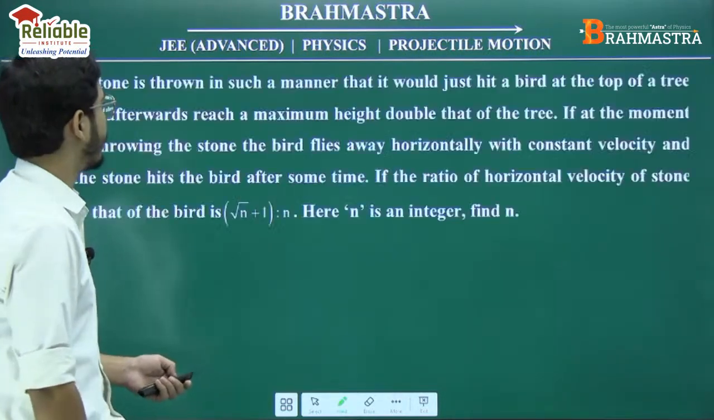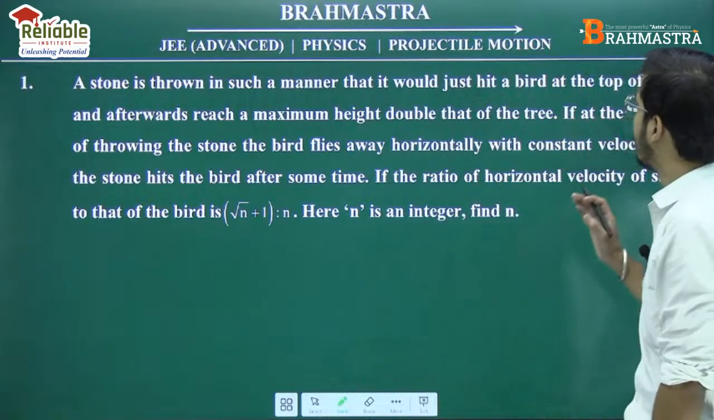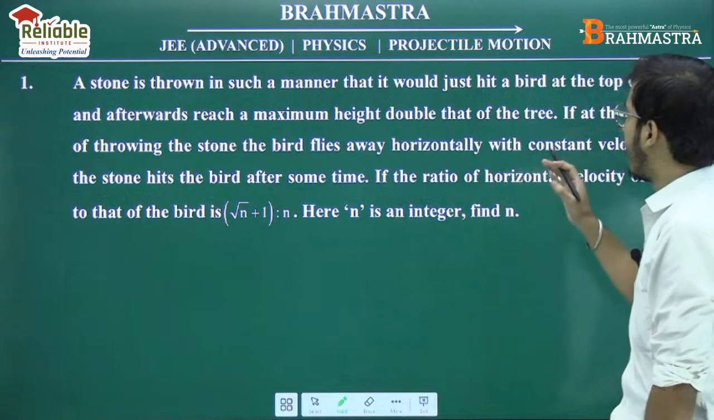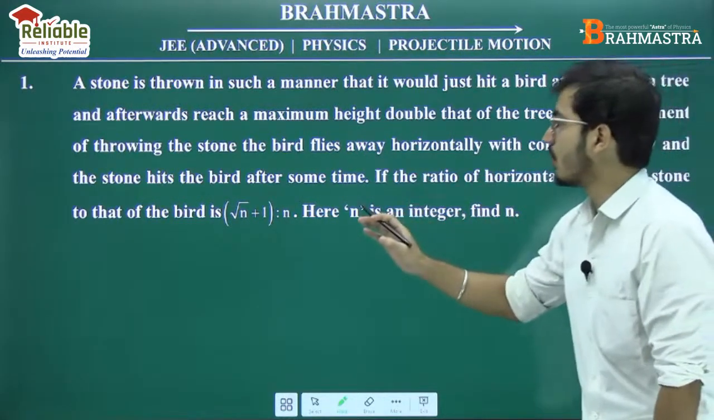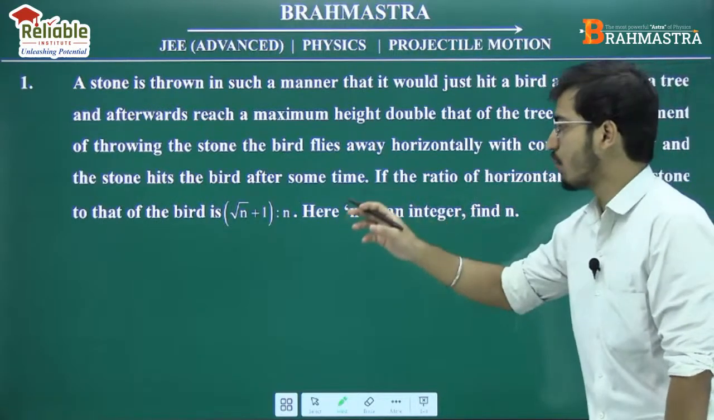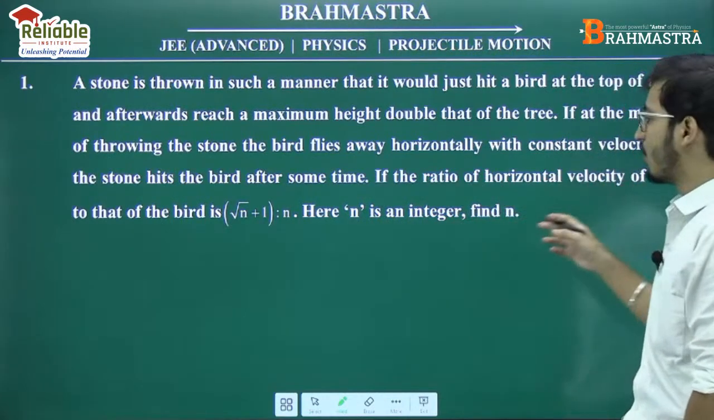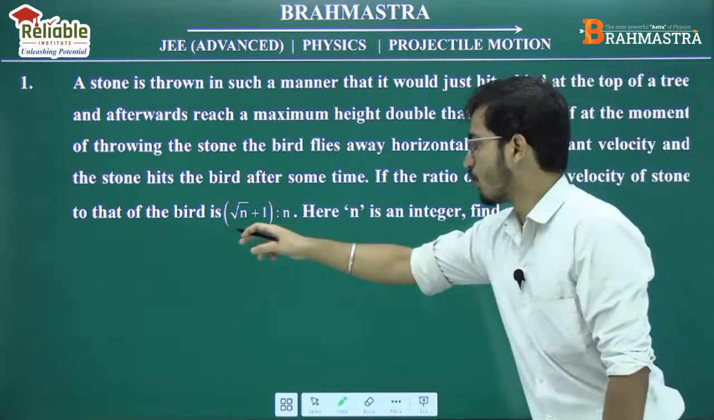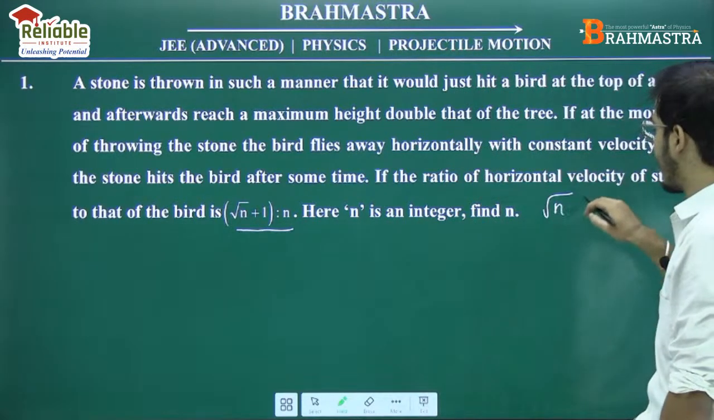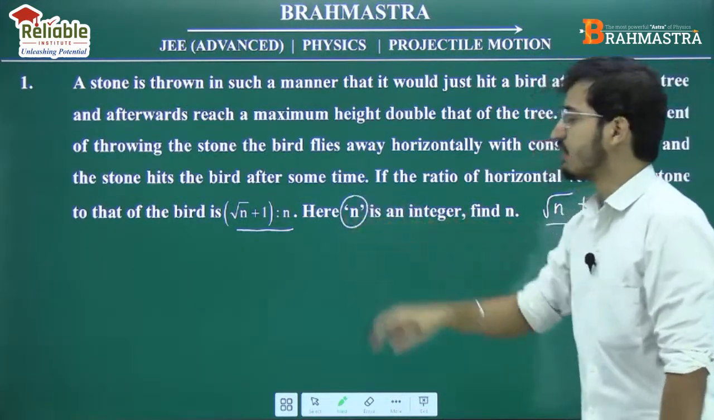Okay, this is the question. A stone is thrown in such a manner that it would just hit a bird at the top of a tree and afterwards reach a maximum height double that of the tree. If at the moment of throwing the stone, the bird flies away horizontally with a constant velocity and the stone hits the bird after some time, if the ratio of the horizontal velocity of the stone to that of the bird is root n plus 1 divided over n, we have to calculate the value of n.